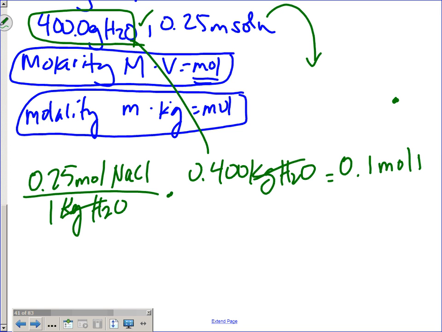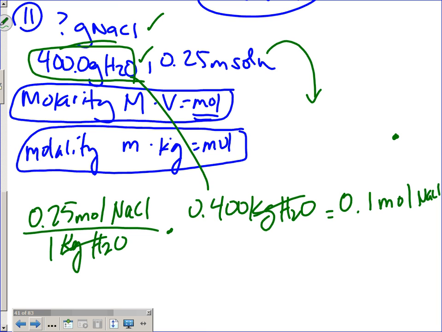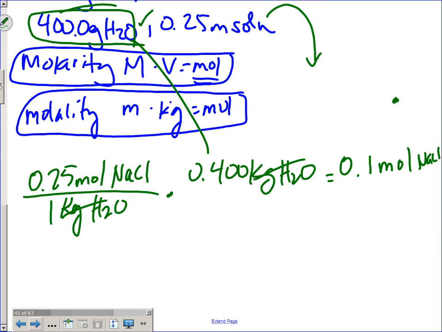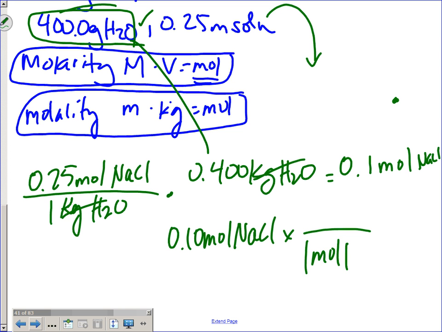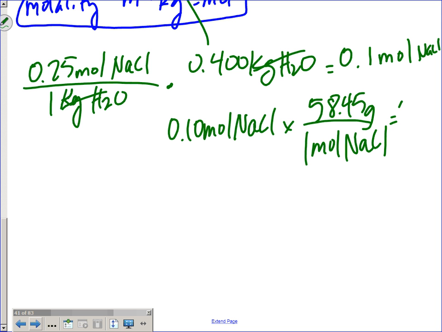Okay, this is moles of sodium chloride, right? So then what do I do for my last step? Because my question's not about moles, my question's about grams. Convert moles to grams. All right, so there's my 0.1 moles of sodium chloride, and molar mass is 58.45. Double check that. 58.45. And so that's what? 5.845? 5.85 grams of sodium chloride.